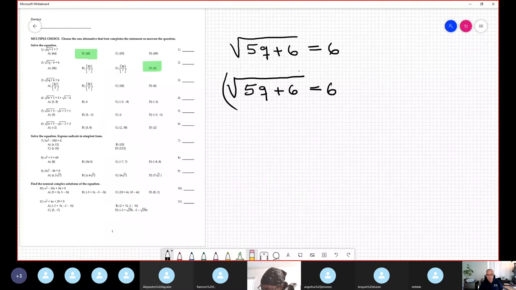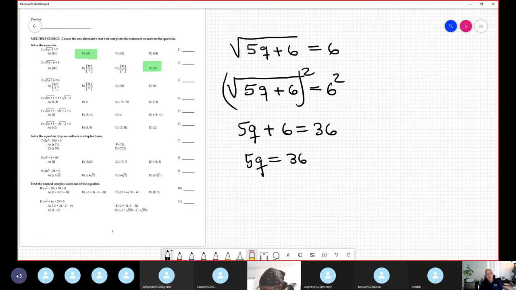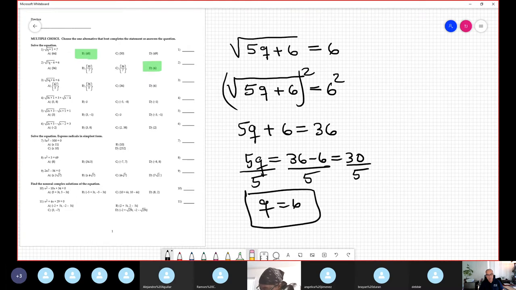Now square. This is 5q plus 6 equals 36. 5q is equal to 36 minus 6, which is 30. Divided by 5, divided by 5, q is 6. Okay, and 6 is my potential solution.